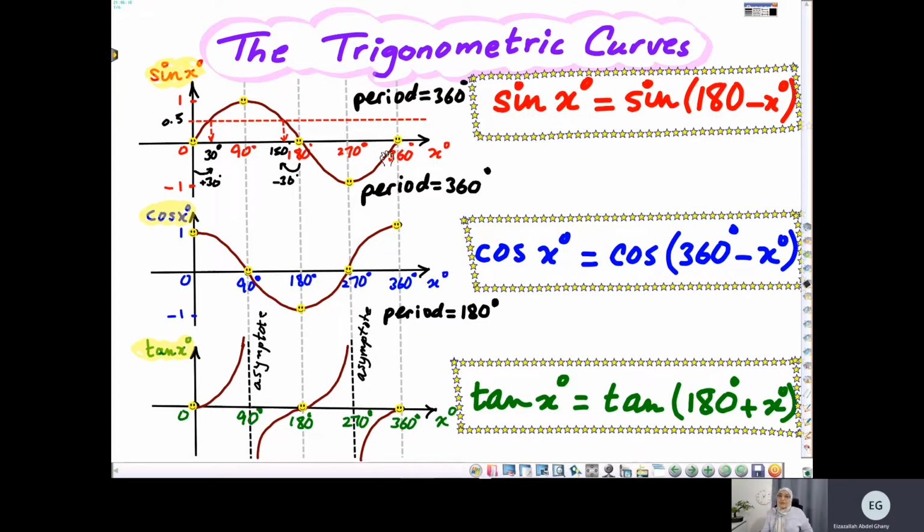But don't think that these are our only angles. We have negative angles, but this is not in the IGCSE syllabus. We have angles larger than 360. How much? Till infinity. But this is not in the IGCSE syllabus. This is in A level and AS. So we will take only from 0 to 360. This is our domain.